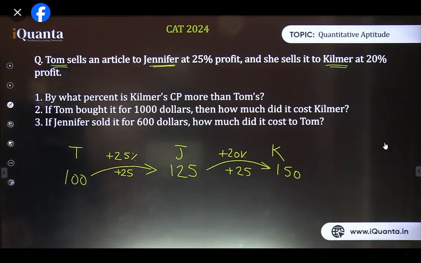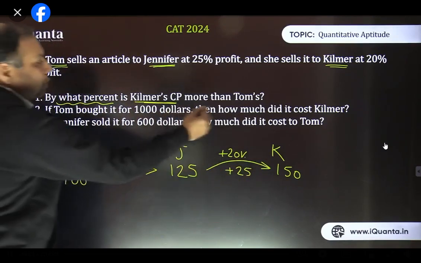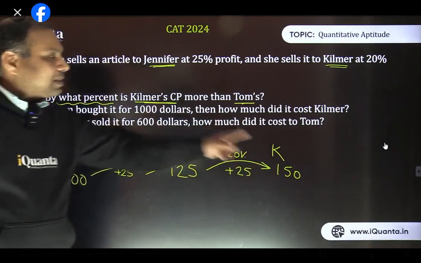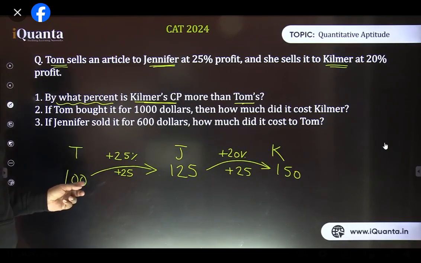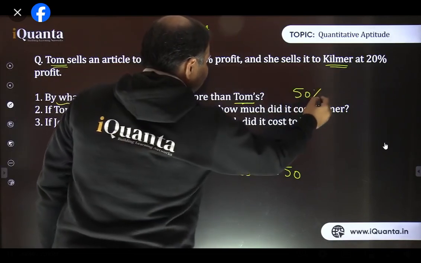Let's see the first one. The first question says, by what percent is Kilmer's CP more than Tom's CP? Kilmer's CP is 150. What is Tom's CP? It's 100. So from 100 to 150, what is the percentage increase? It's 50%. Fine. So this is 50%, which is the same as 1/3 in the other option.